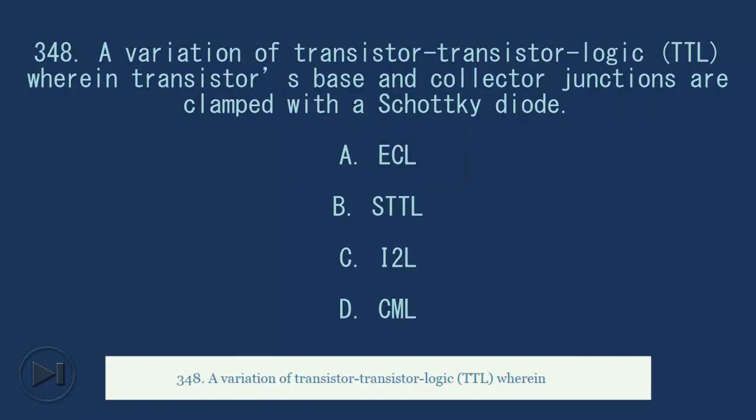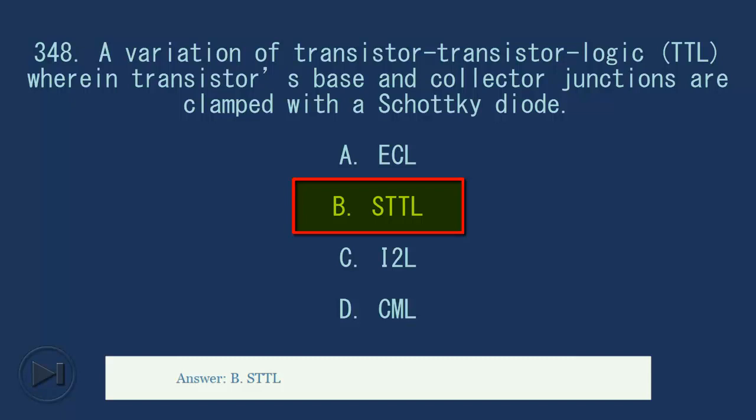348. A variation of transistor-transistor logic, TTL, wherein the transistor's base and collector junctions are clamped with a Schottky diode. A. ECL. B. STTL. C. I2L. D. CML. Answer, B. STTL.